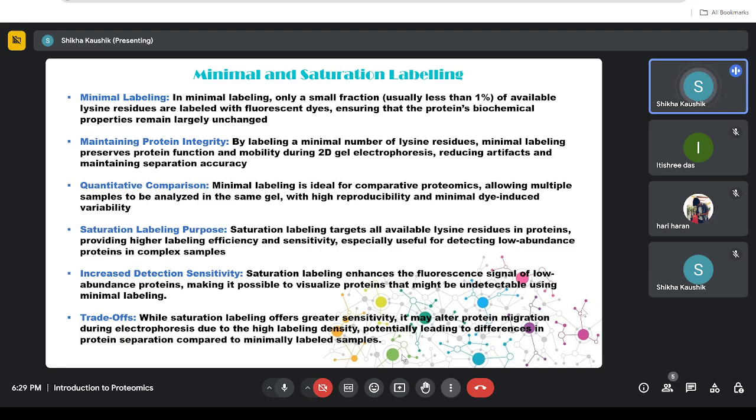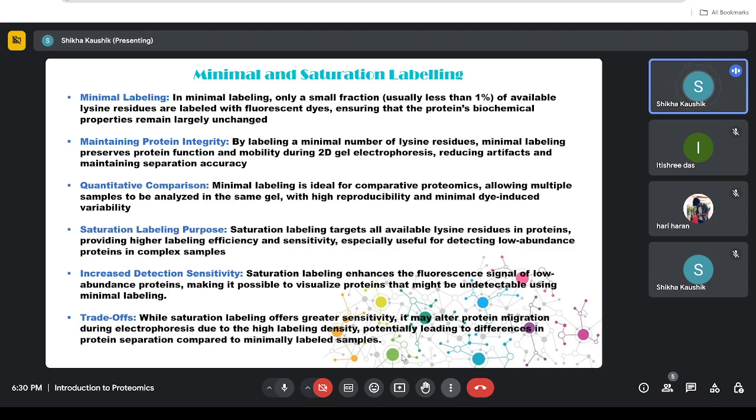When you run your gel and capture the picture in your image analyzer, you will have very clean and resolved spots for these proteins. So minimal labeling is that. You are maintaining proper integrity. By labeling a minimum number of lysine residues, minimal labeling preserves protein function and mobility.